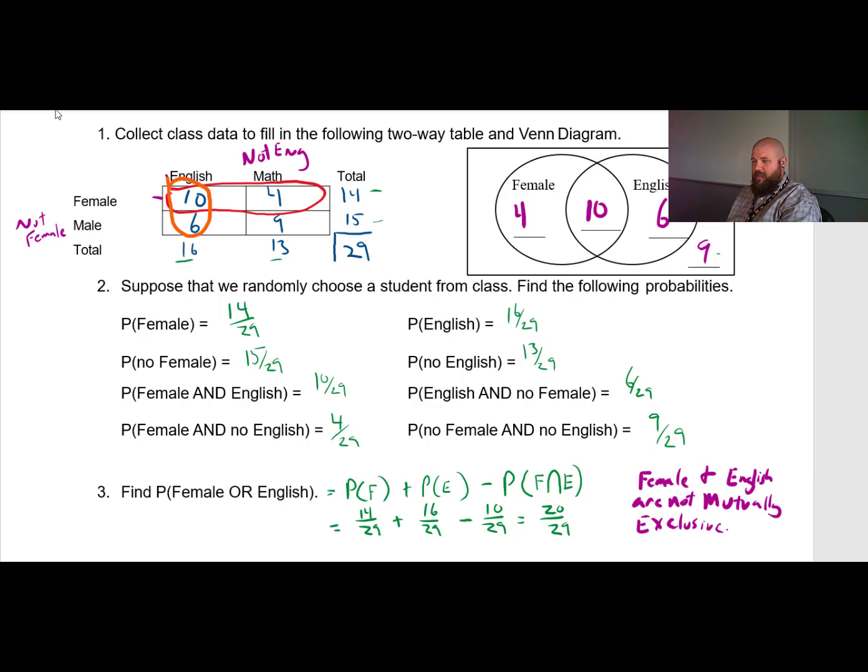So the number that we did twice there, the reason why we have to subtract the probability of being female and English, is our 10. We did that twice when we added up those probabilities just by looking at probability of female plus probability of being English. That 10 value was put in there twice because 10 plus 6 gave us 16 and 10 plus 4 gave us 14. Well, we just need to add that 10 in there once. So simply all we had to do was take 6 plus 10 plus 4 and put that over 29. That's how we got 20 over 29. Okay? That's why that played out that way.